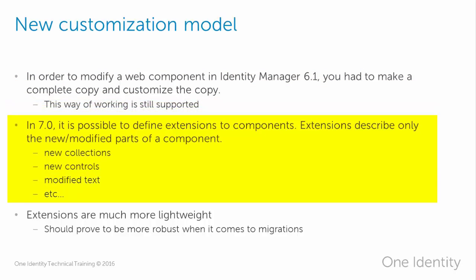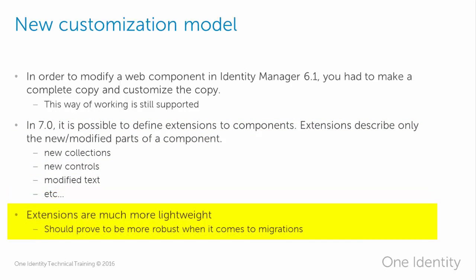But in 7.0 there's a new model to achieve simpler customization, something we have called extensions. The way this works is that extensions only describe the part of a document that's been changed. So if you define an extension, you say, okay, I want to add a new collection, or I want to add a new function, or I want to add a control. And the extension is always relative to the base object. So the base object still exists, and the extension only describes the changes that need to be made. We'll see an example of this in a minute.